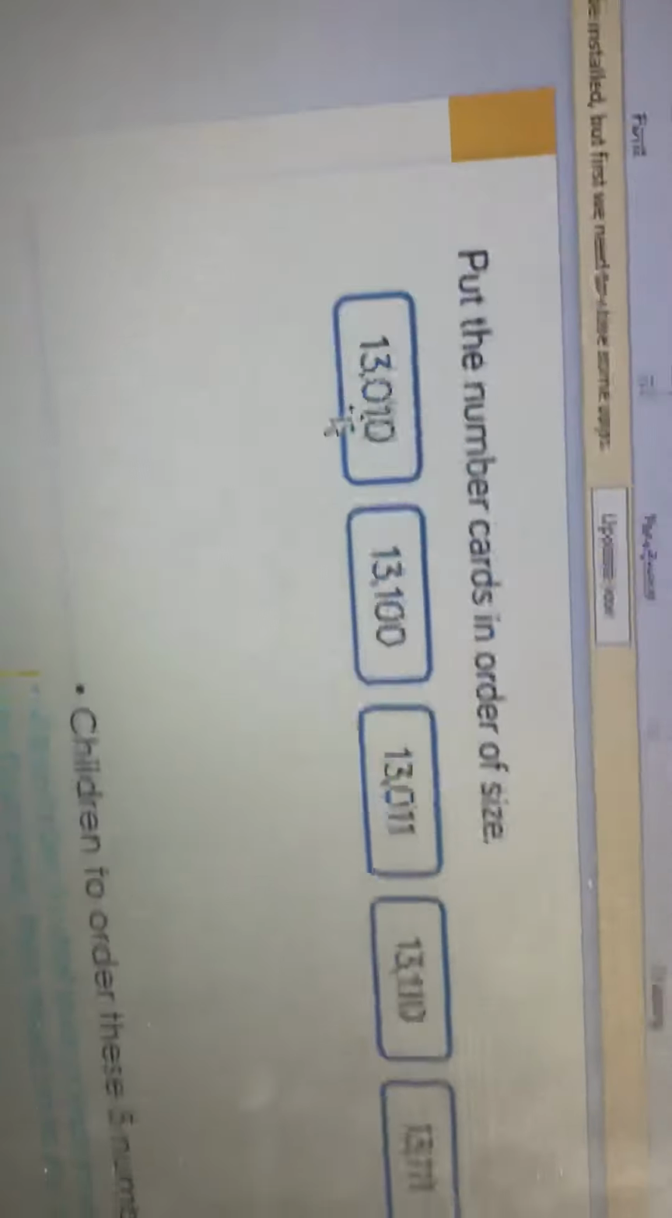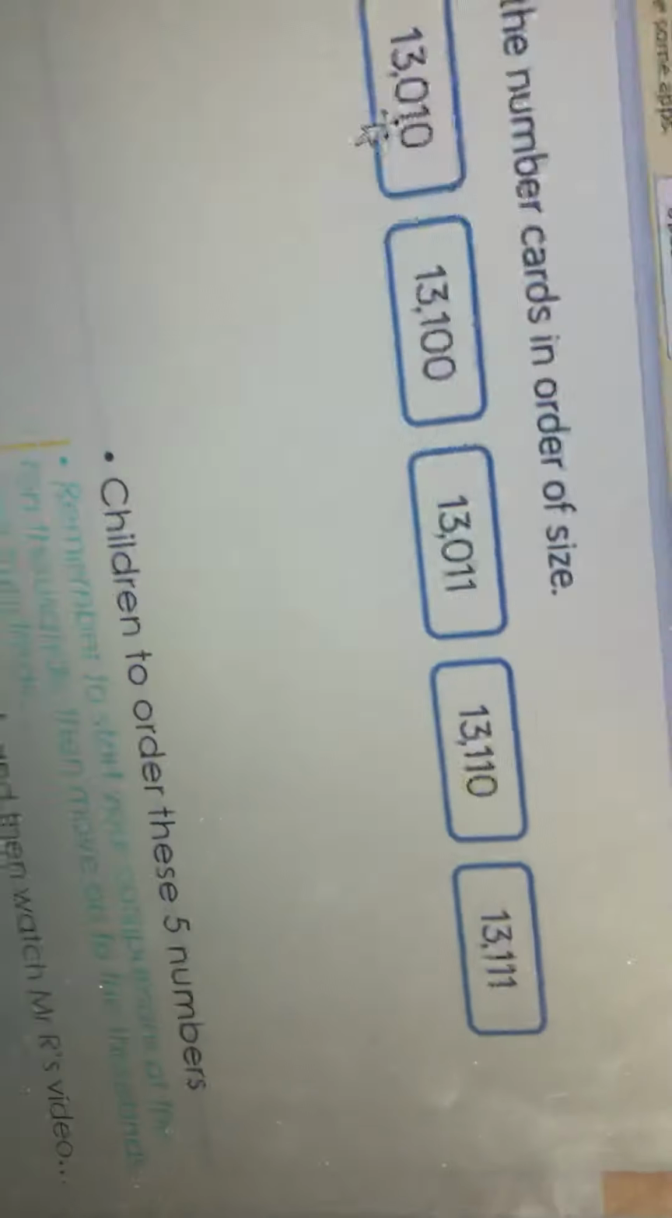Second number is 13,100. Then we've got 13,011. Then we've got 13,110. So 13,110. And last we've got 13,111.